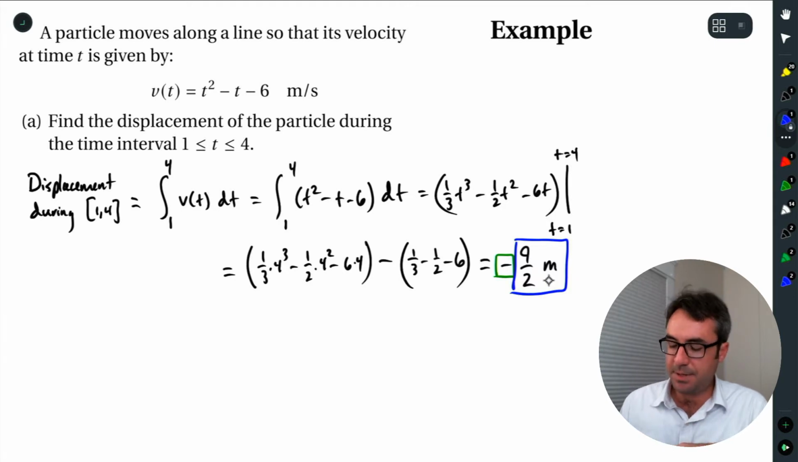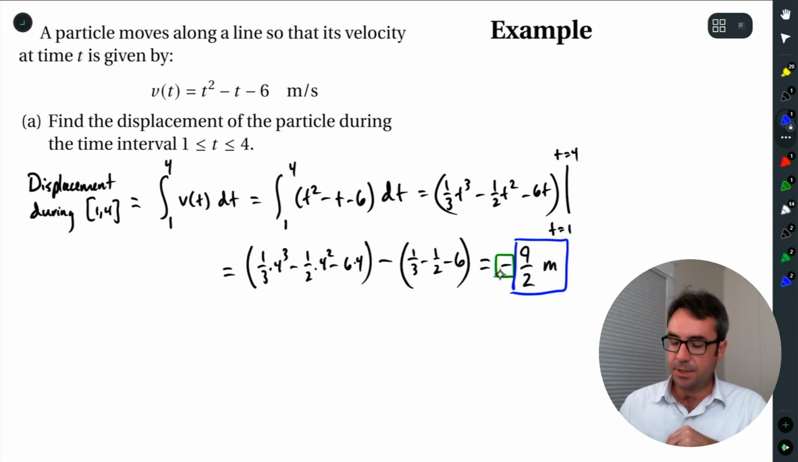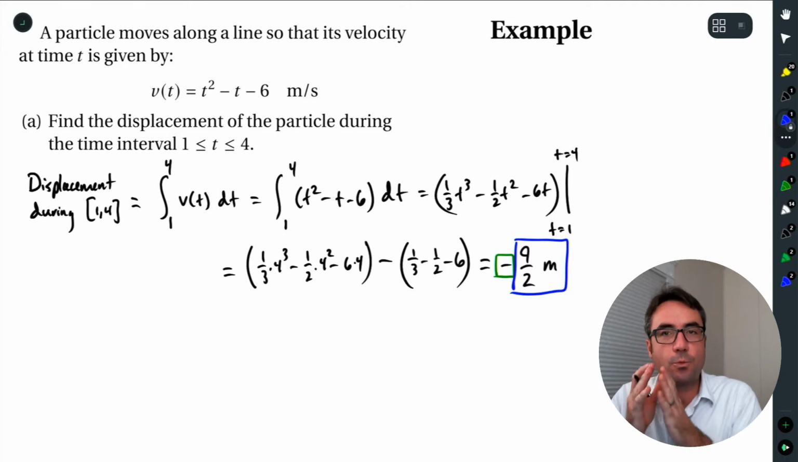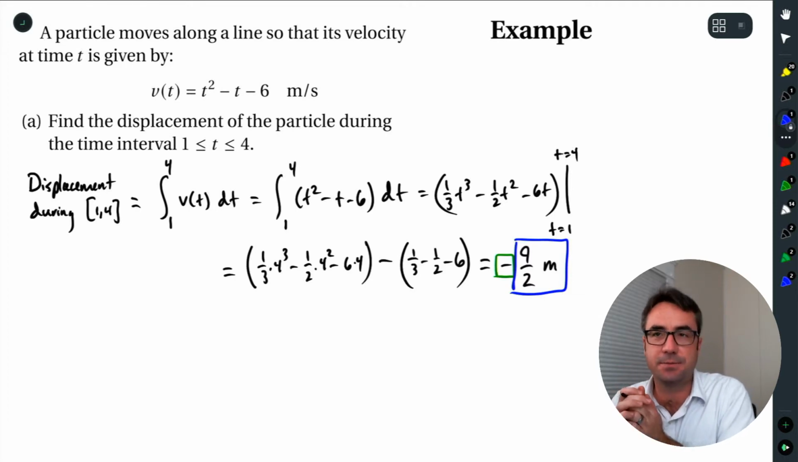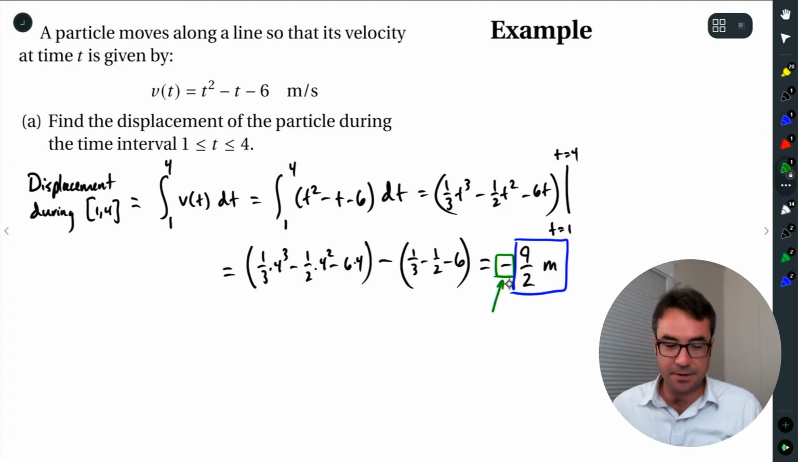What this displacement is saying is that our particle might have been moving all over the place, but what displacement captures is just where your ending position is relative to that starting position. So this is telling me that relative to our starting place, our ending location is 9.5 meters in the negative direction. This negative here is really telling us we've gone in the negative direction.